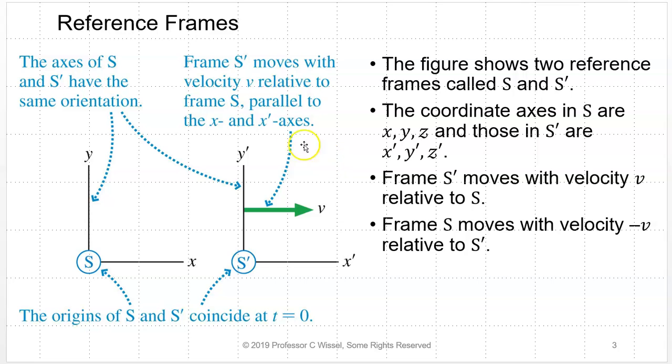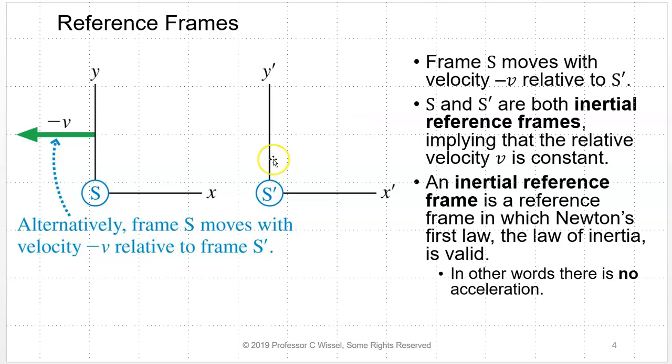Frame S prime moves with a constant velocity v relative to frame S. So that means, equivalently, frame S moves with a constant relative velocity minus v relative to S prime. There is no such thing as a preferred inertial reference frame. S and S prime are both inertial reference frames, implying that the relative velocity is constant. There's no acceleration here. An inertial reference frame is a reference frame in which Newton's first law, the law of inertia, is valid. In other words, there's no acceleration.